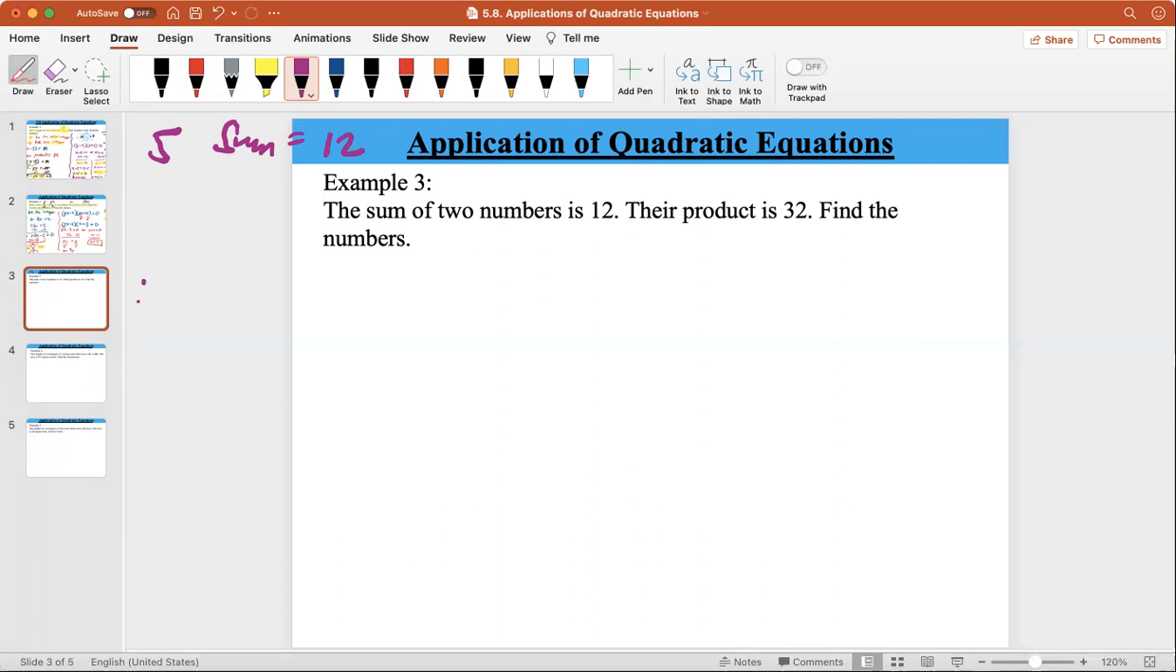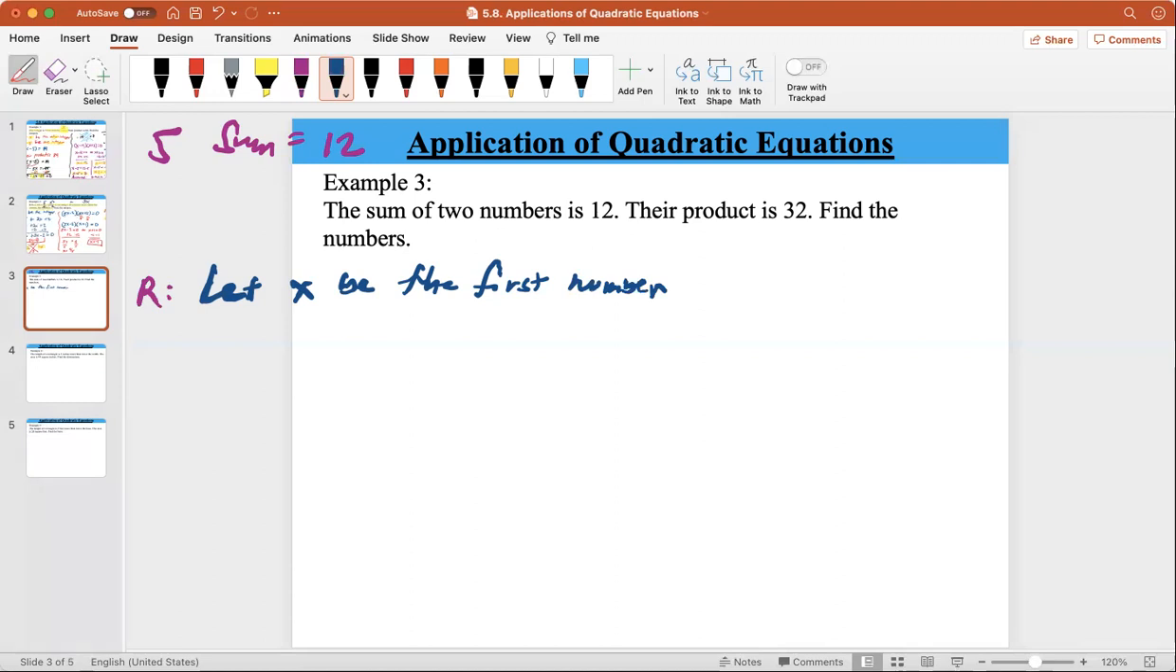Now, let's represent our unknown numbers here. The sum of two numbers is 12. Their product is 32. Find the numbers. So how many numbers here? 2. We are asked to find two numbers. So we let x, of course, we always use x here, or you can use other letters to represent your variable. So let x be the first number.